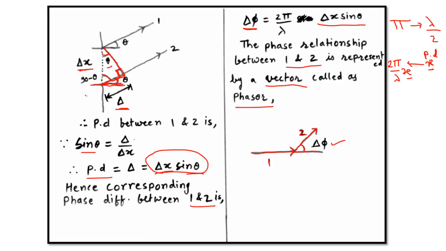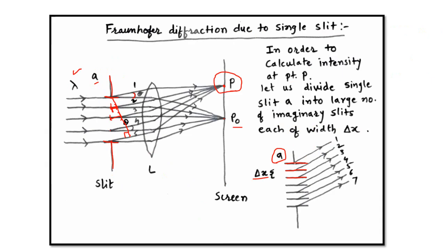It means that this total phase difference phi is equal to 2 pi by lambda into a sin theta. So this is the total phase difference which I obtained for the rays which are diffracted from the top and bottom edge of a single slit whose width is a. So this phi is the phase difference between the first and the last ray which are diffracted from the top and bottom edge of a single slit whose width is a.